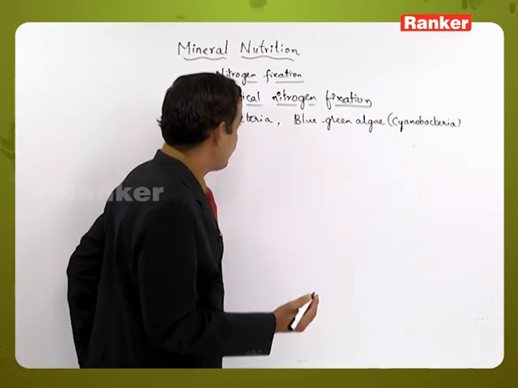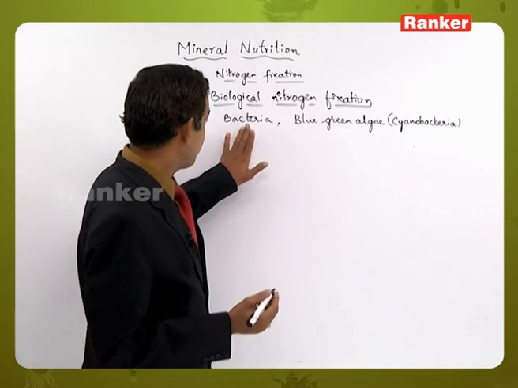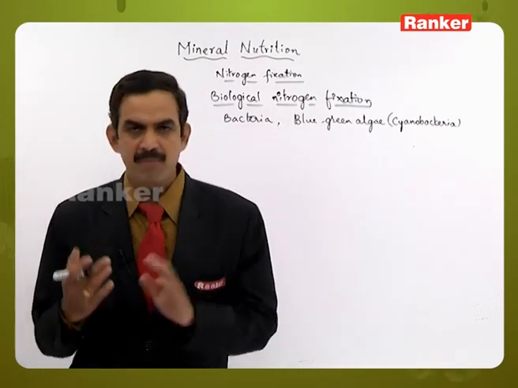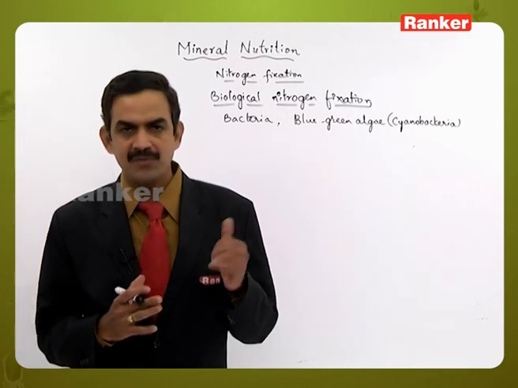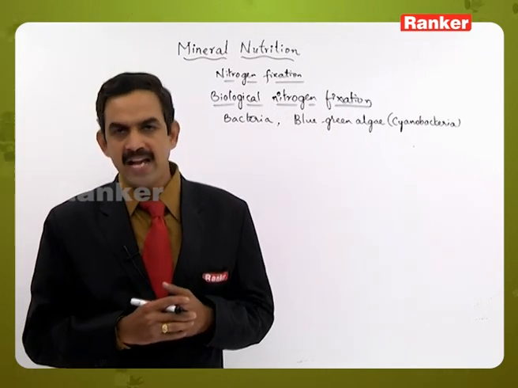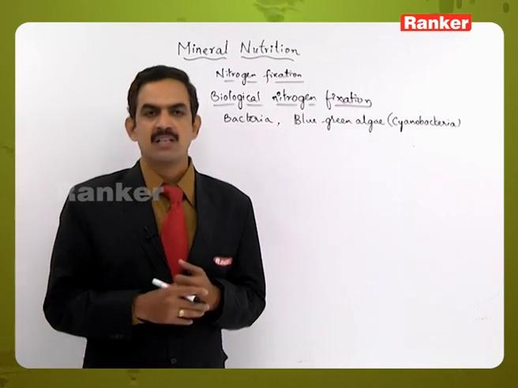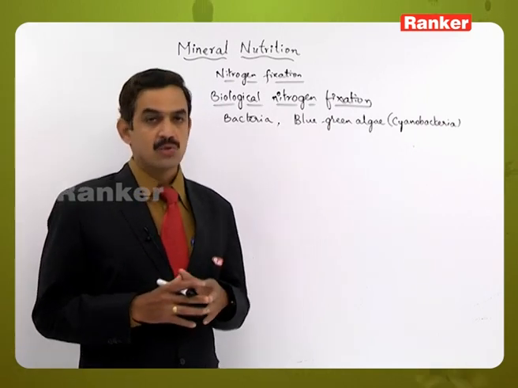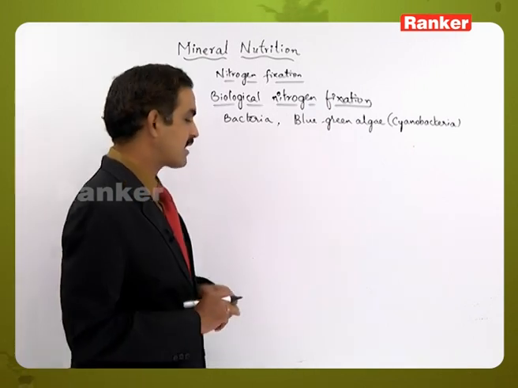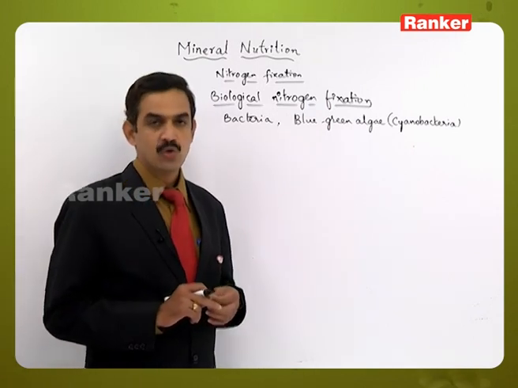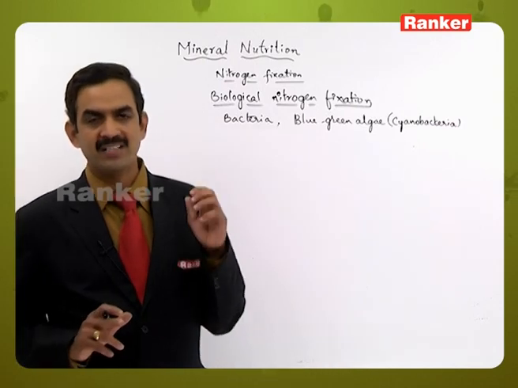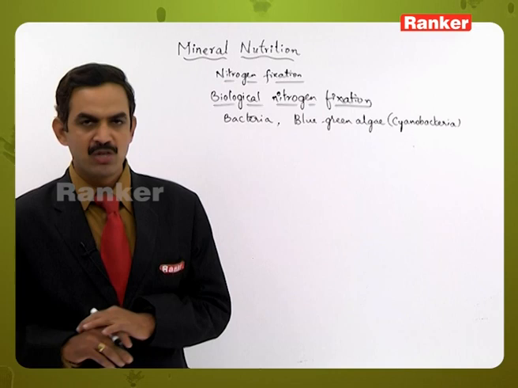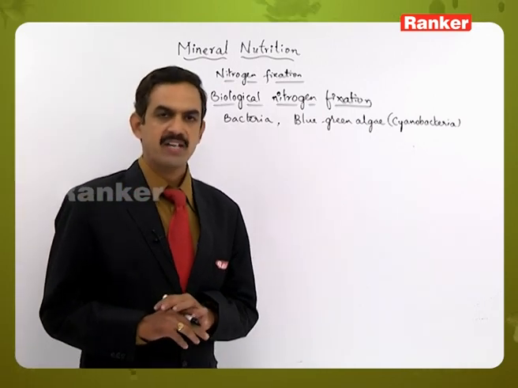So why do they have the ability? Because bacteria and blue-green algae are considered to be primitive plants or primitive organisms. Despite that primitive nature, how could they have the ability to convert nitrogen into nitrates or ammonia molecules? That is because of an enzyme called the nitrogenase enzyme. That is the one which provides the ability to convert the molecular nitrogen into nitrates or ammonium molecules.